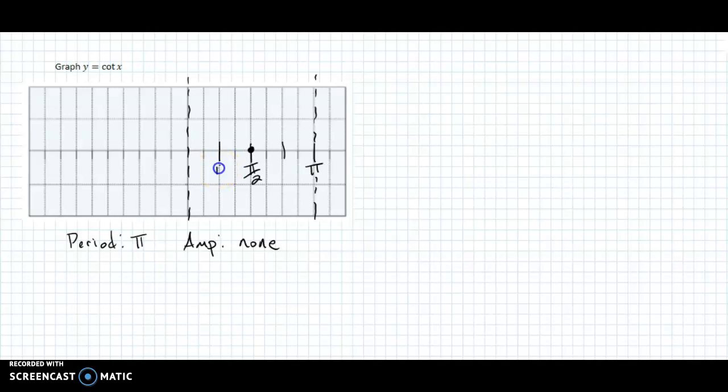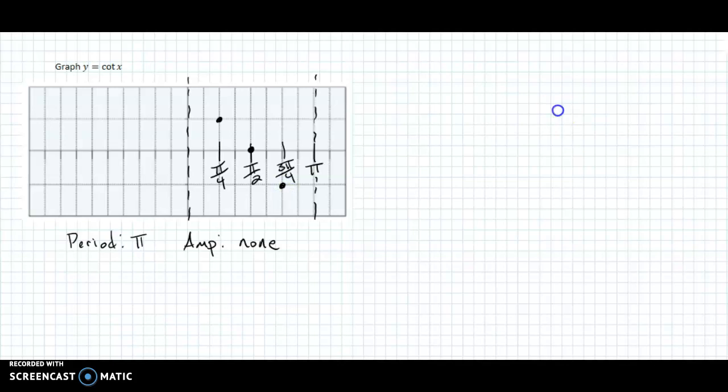And then we also have this common point of pi over 4. Well, tangent was 1. If I take the reciprocal of 1, I still get 1. We didn't find this point with tangent, so we'll go with the pattern. We could use our unit circle to find that the cotangent of 3 pi over 4 is negative 1.